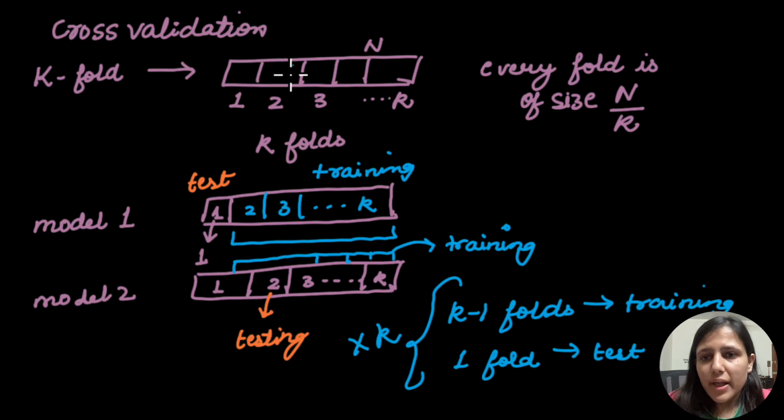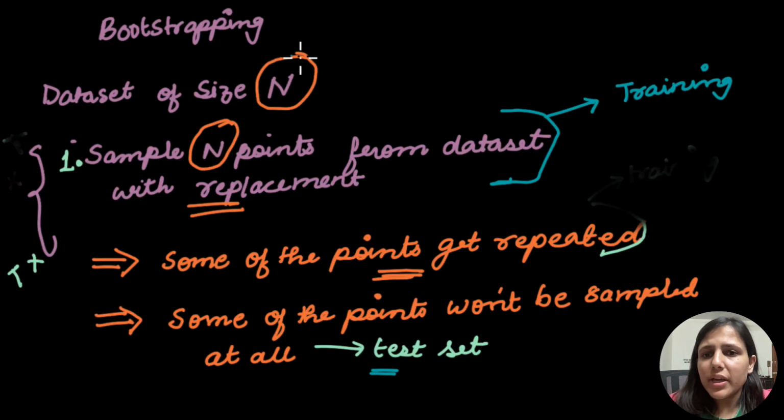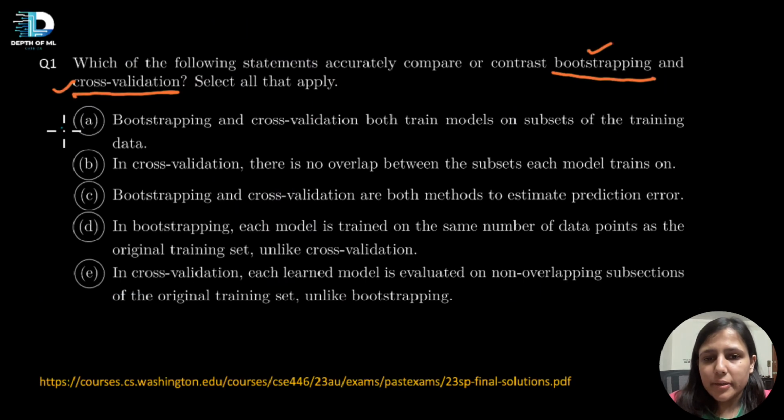In cross validation, we are taking some k-1 folds from the data that exists in the training set. Even in bootstrapping, we are given n data points, which are the training data. We are just resampling n points with repetition, and whichever points are left from that data are used in the test set. So this is correct. Bootstrapping and cross validation train models on a subset of the training data.